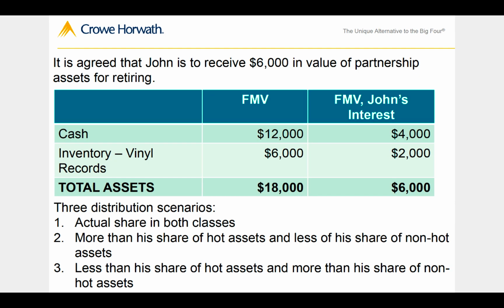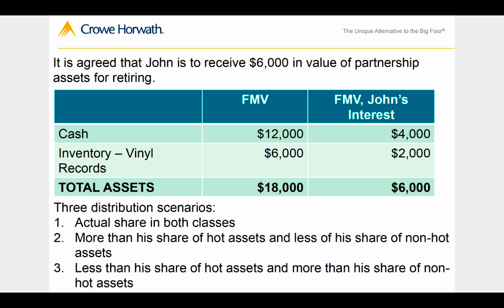Okay, so again, John wants to retire. So we agree that John is going to receive $6,000 in value of the partnership assets because that's a third of the value of the partnership. He is owed $6,000 of assets, and we have cash and we have inventory. If we were going to proportionally give John what he is owed of each asset, we would give him a third of the cash and a third of the inventory. That would be $4,000 of cash and $2,000 of inventory.